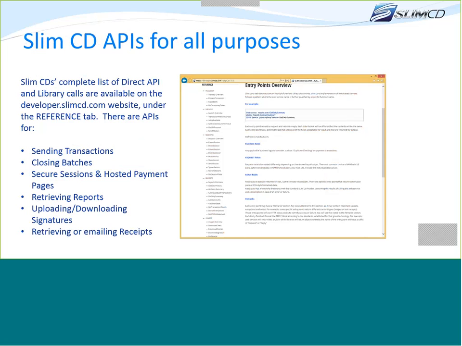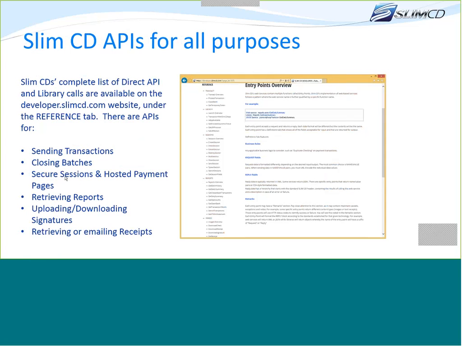As an example of all the APIs, here's a list of some of the reference libraries, and you can see that you can send transactions, close batches, and do the secure sessions for the hosted payment pages. You can retrieve reports and download information so you can automatically reconcile. So maybe you've got 3 stores and the 3 stores are all operating, but you can download information from headquarters and reconcile what happened or reconcile web orders, etc., by downloading data right out of our system.